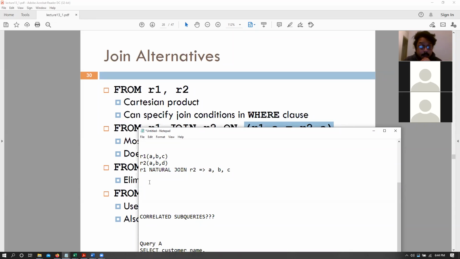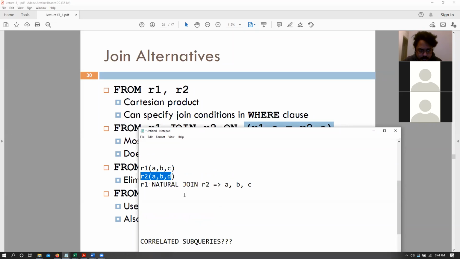Edward, why would it be C? Because C is not there in my R2 table. Let me zoom in a bit. C is not there in my R2 table though. How can I perform a natural join? Remember, natural join only looks at common attributes, and this C is not there.